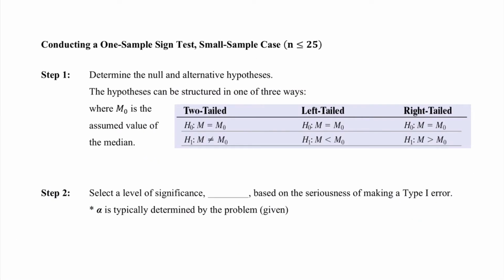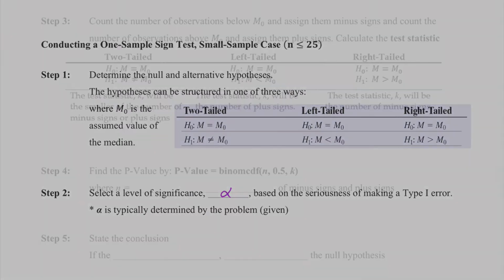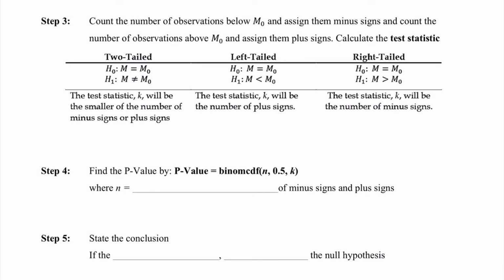Moving to our steps to conduct a one-sample sign test where we have a small sample case. The first thing we need to do would be to determine the null and alternative hypotheses. Hopefully these feel familiar. The change now is that we're conducting our test about the median value. Step 2 would be to select a level of significance, which we know is alpha, and that's typically determined by the problem. The very different part would be how we go about finding the test statistic. Our test statistic is going to be the value of k. But k changes depending on the type of test we're conducting. To find k, we first need to go to our data and assign minus signs and plus signs like we did with our previous example.